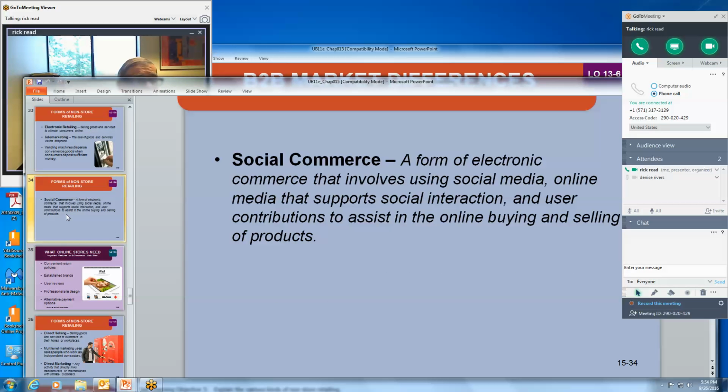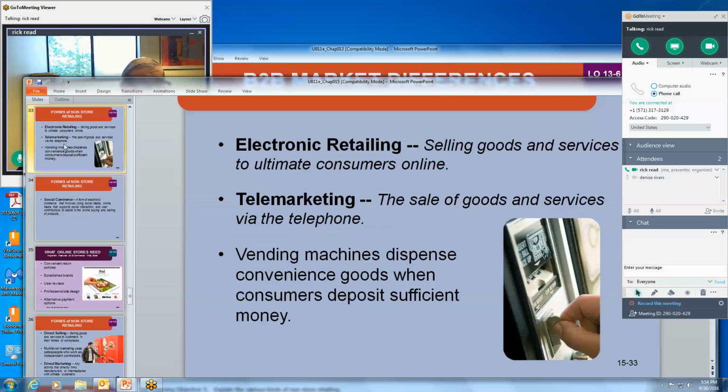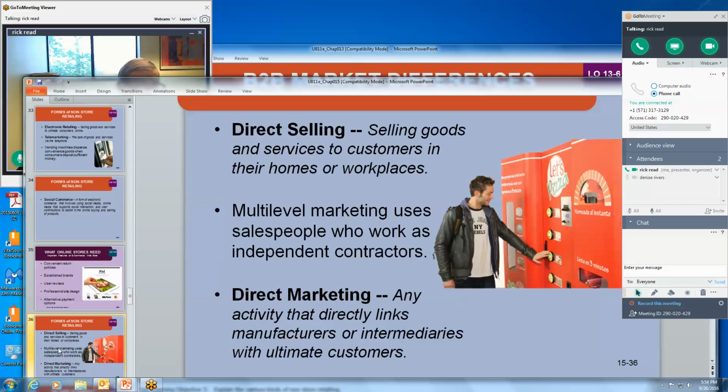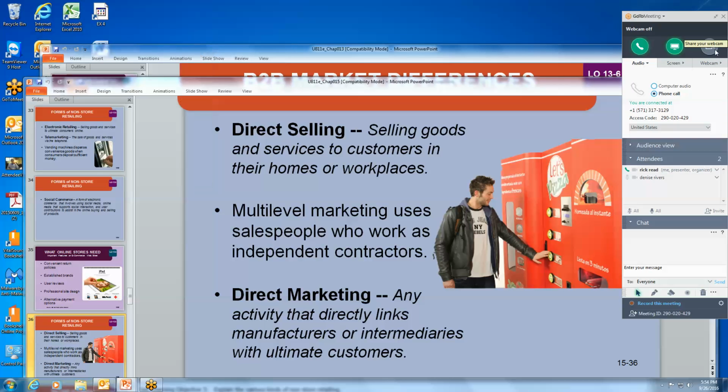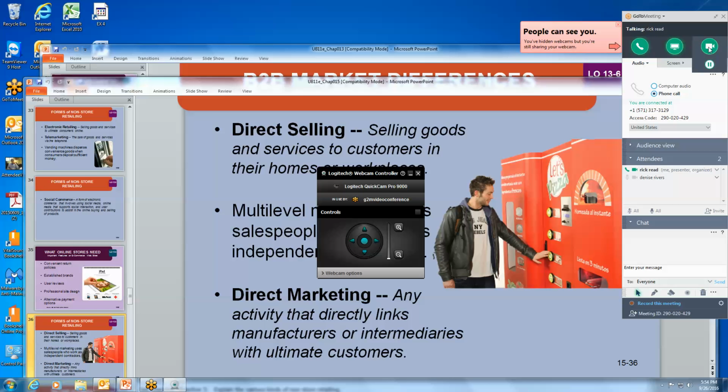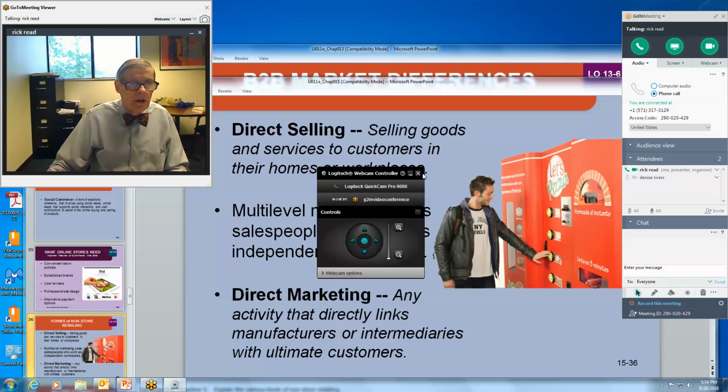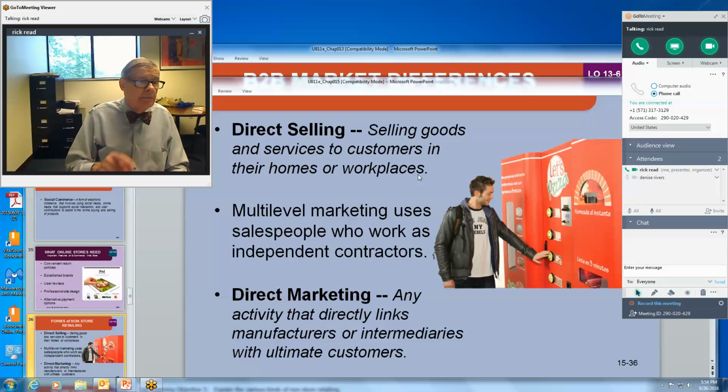There's a lot of non-store retailing and selling. So social, we have things called social commerce. And then I skipped one here, electronic and telemarketing. We certainly know what those are. Other forms are direct selling. That would be going to people's homes and doing things like that. And then, of course, direct marketing, which we know is also a different way of selling. Here we're linking, notice here what we're doing here, linking manufacturers or their intermediaries with the ultimate customer, end user, that's us.